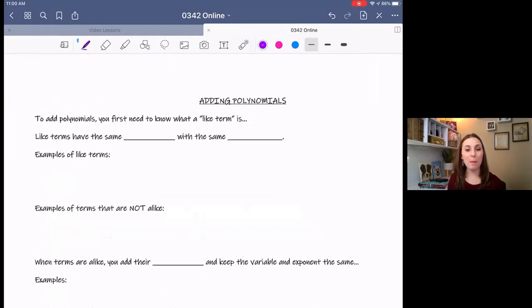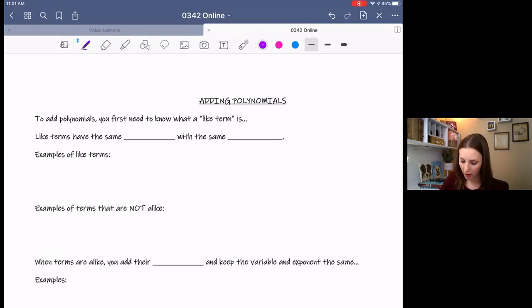All right, a polynomial is the addition or the sum of monomials. So I've talked about terms in previous videos, and a polynomial is made up of the addition of terms. So we have monomials, that's just one term, binomials, that's two terms, trinomials, that's three terms, and so on. And when we add polynomials, we need to know what a like term is. I've talked about terms, but I haven't talked about like terms.